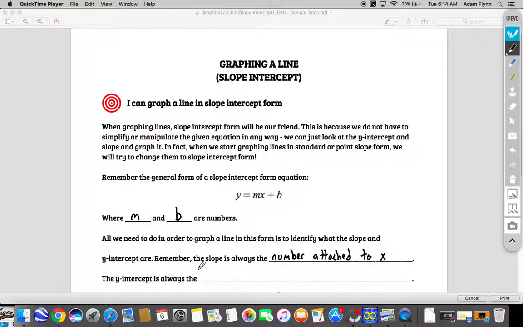And the y-intercept is always the number being added or subtracted on the end. So in our general formula here, we've got this plus b being tacked along on the back side of it.